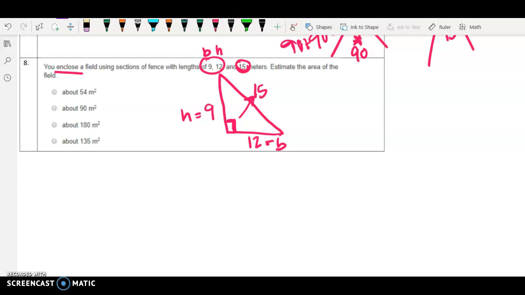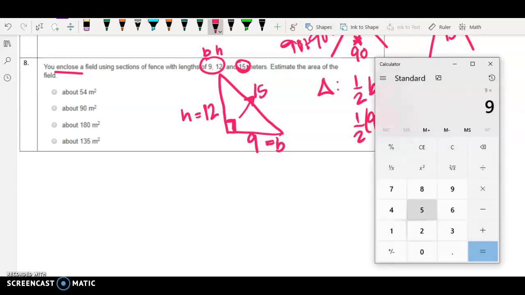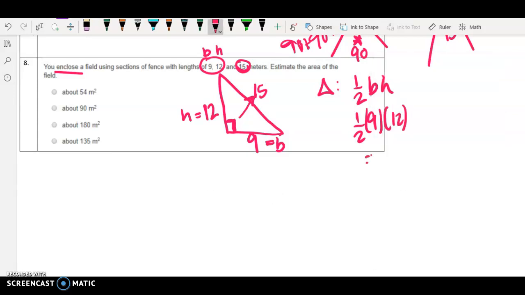The way that I wrote it up there means that this is my height and this is my base. But that's okay because it doesn't really matter as long as it's not 15. So now we know that a triangle is 1/2 base times height. So 1/2 of 9 times 12. 9 times 12 divided by 2, because it's half of it, is 54. So it's about 54 meters squared would be our area.